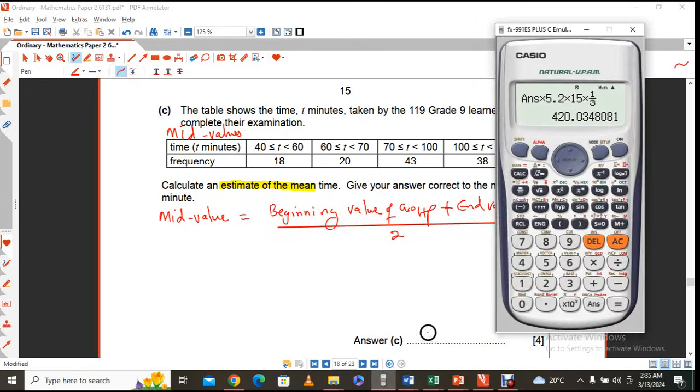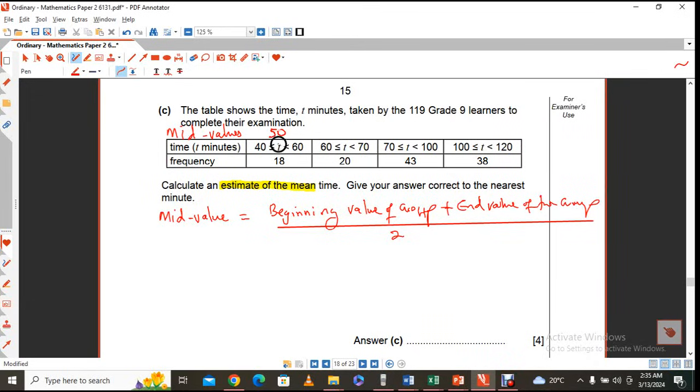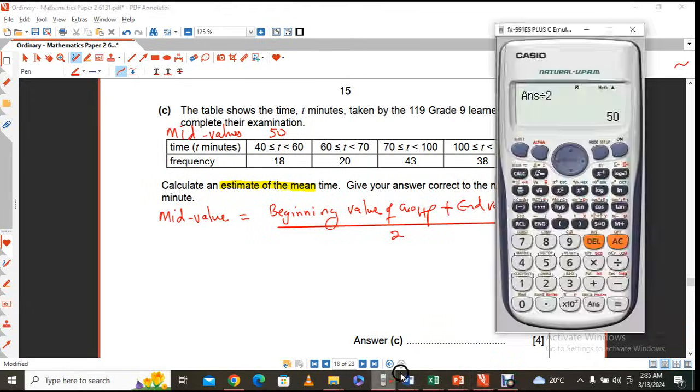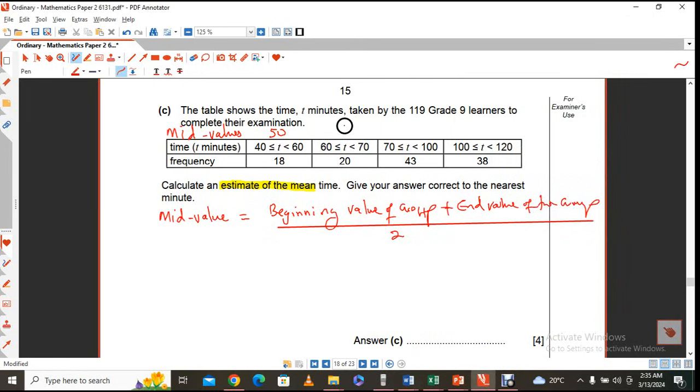So if I take my calculator, what I was just saying, take the beginning value, say 40 plus 60, take half of that, you divide that by 2. So you get that this here is 50. Then you do the same for the others. You say 60 plus 70, you divide that answer by 2 is 65. And if you were to continue, you should get 85 over here, and 100 plus 120 is 220, half of that is 110. So those are the mid-interval values.